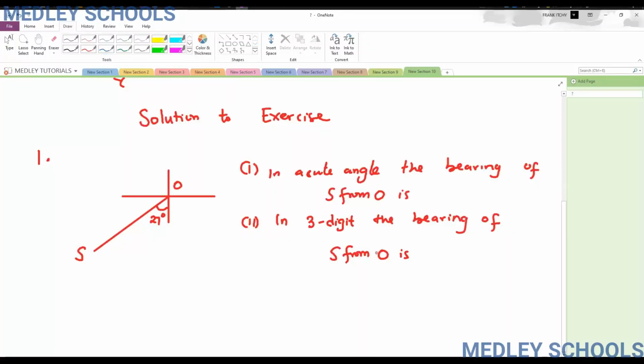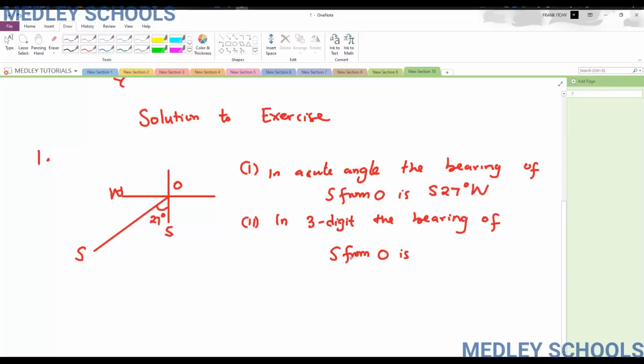Now, in number 1, we are asked to write the bearing of the given letter in both acute angle and 3-digit bearing. Now, remember, when we want to write in acute angle, we write using the direction. Now, looking at the point given to us, point X, we want to find the bearing of X from point O. That means we read it on the point O. Now, from what we know, this is south and this is west. That means this falls between south and west. Since it's making the angle with this south directly, which is 27 degrees, in acute angle we say it's south 27 degrees west.